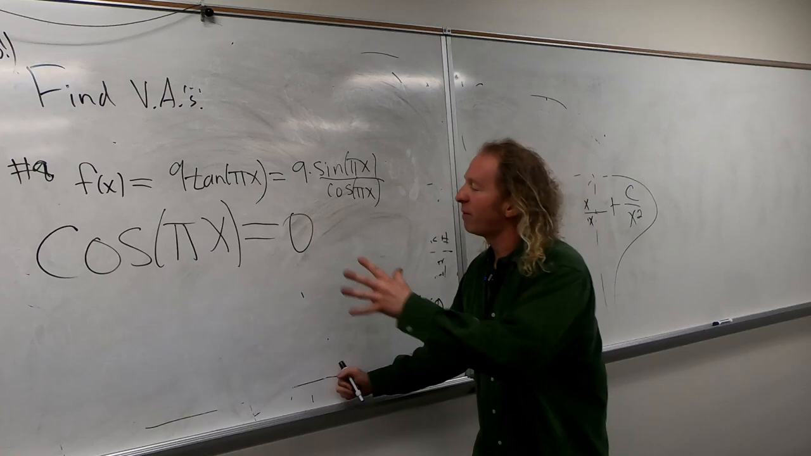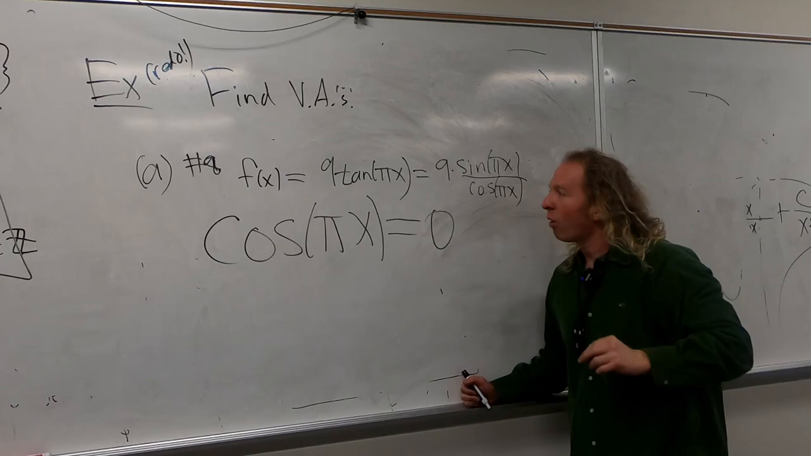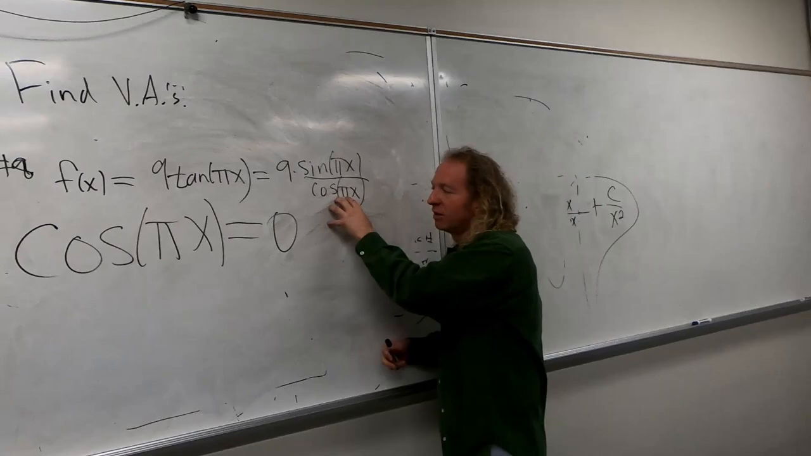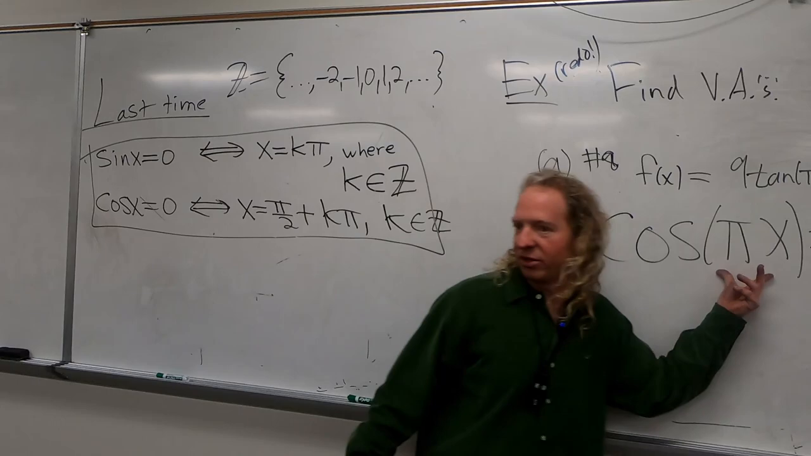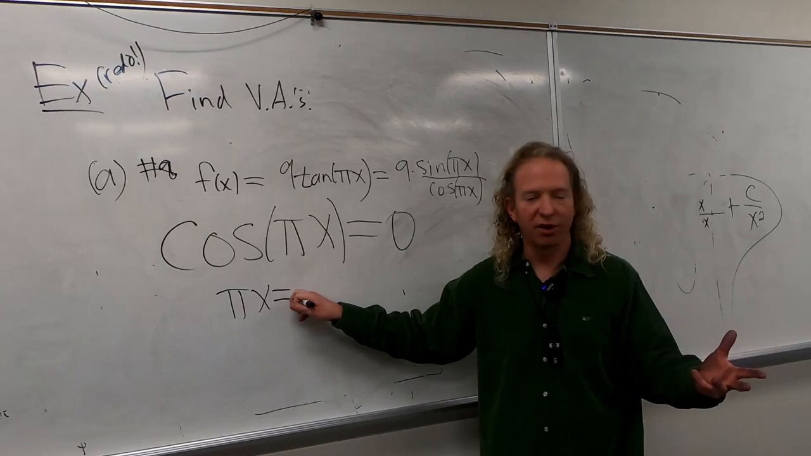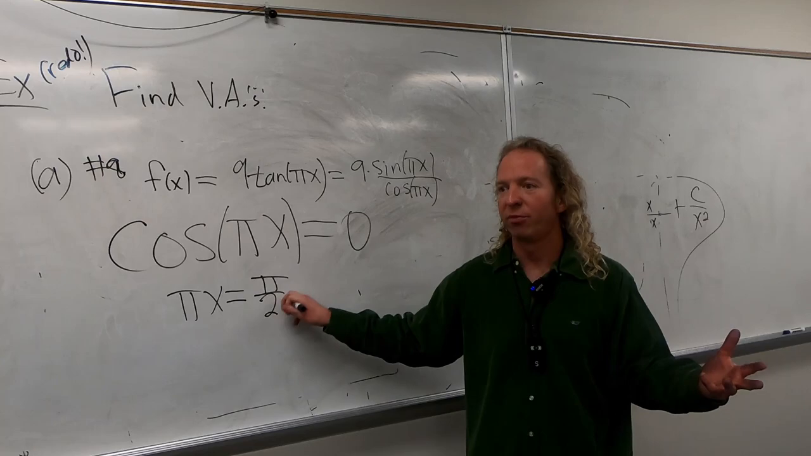So you might say, what happened here? What happened to the 9? What happened to the sine? Well, it's a logical move. We're thinking, when is this undefined? It's undefined when the bottom is 0. So cosine of x equals 0 when x is equal to pi over 2 plus k pi, right? So you just take this whole thing: pi x equals pi over 2 plus k pi.